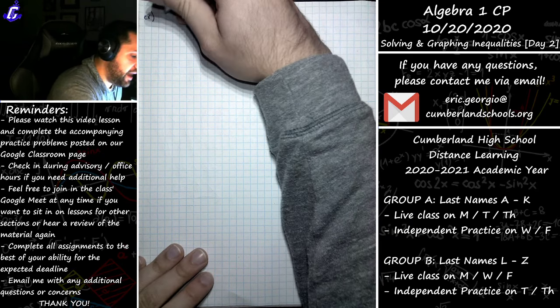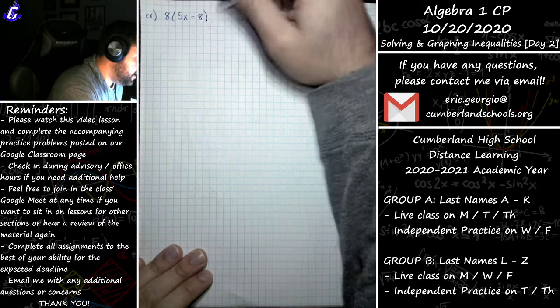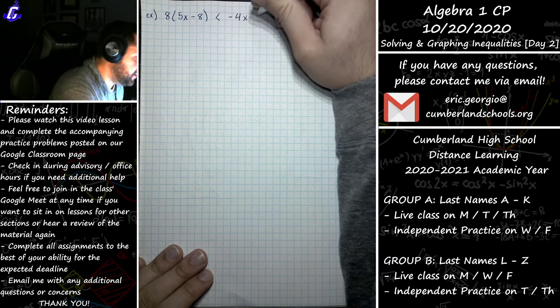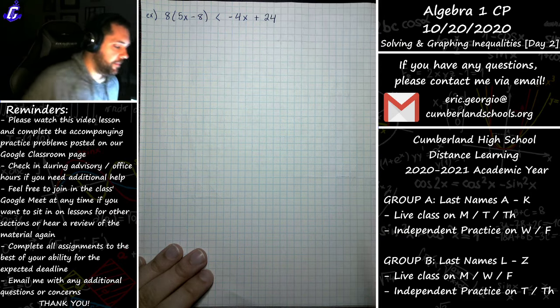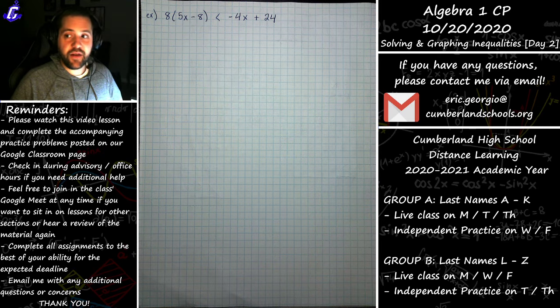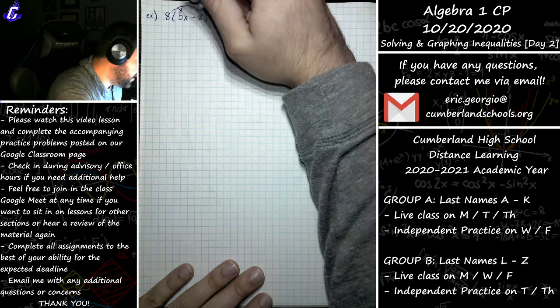Let's do 8 times (5x minus 8) is less than negative 4x plus 24. In order to solve this inequality, notice we have variables on both sides, which we'll get to in a minute. But of course, I can clean up this left side first by distributing the 8.